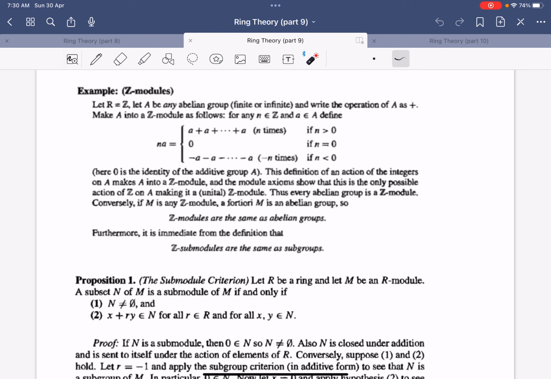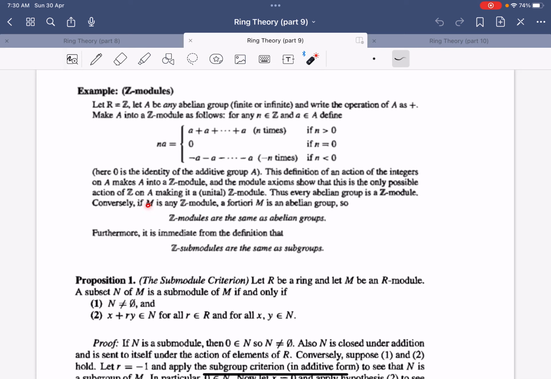So one most important thing is Z modules. If we let A be any abelian group, we can always define the action as the following. And this action of the integers makes A a Z module. And this is the only possible action of Z. So, every abelian group is a Z module.